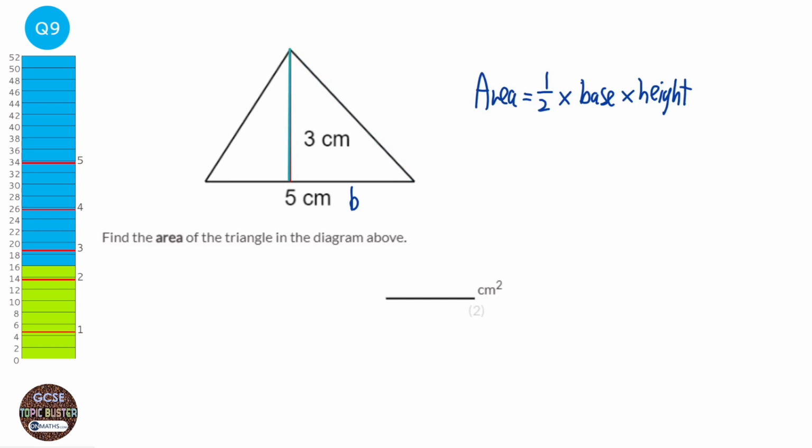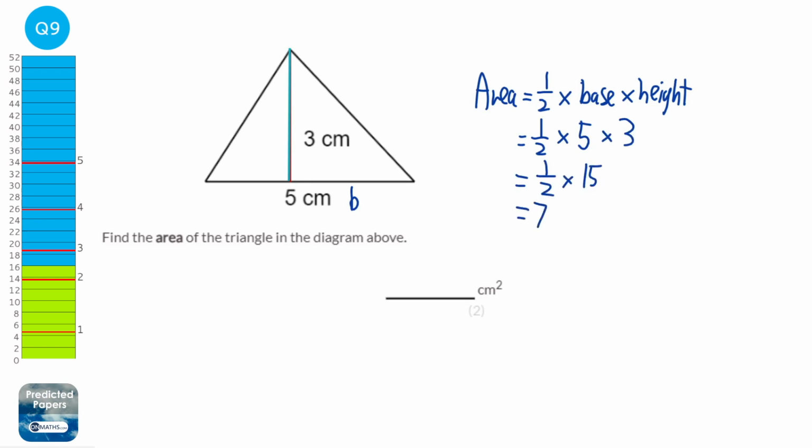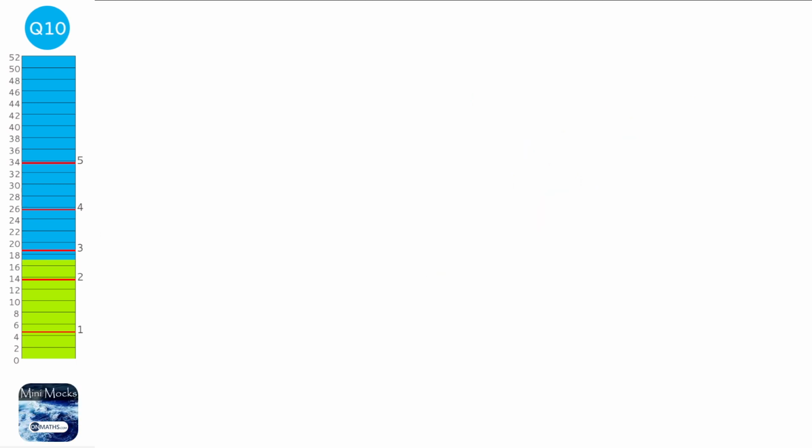The height is obviously going to be this length here in the middle. So let's put that into our formula. Half times the base, which is 5, times the height, which is 3. So it's going to be half times 15, and that will equal 7.5. Both the lengths in the diagram are centimetres, therefore the area will be centimetres squared.